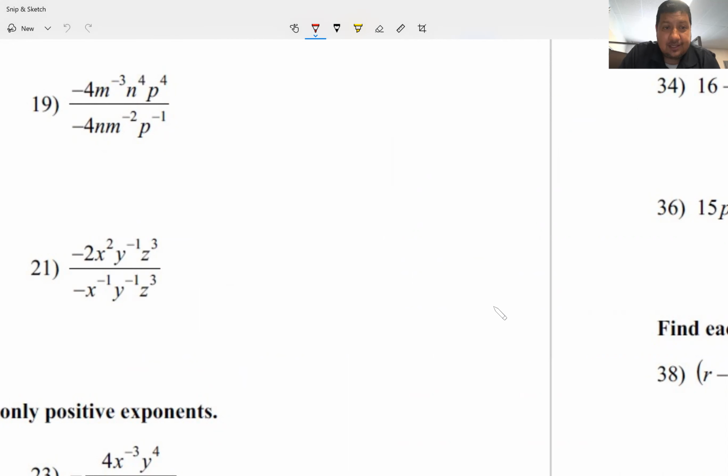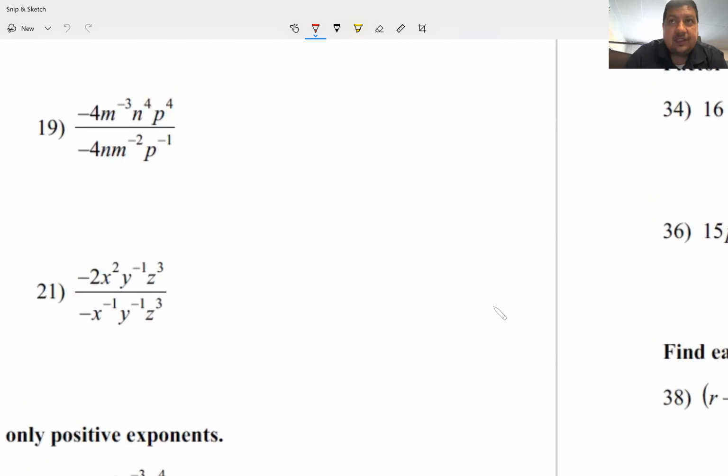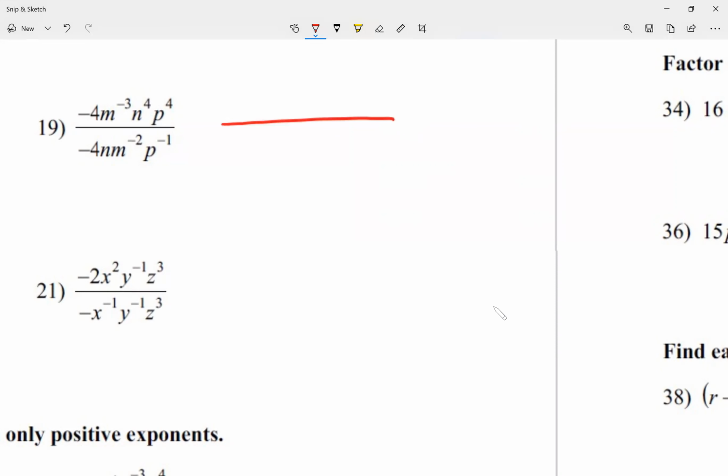Then the next thing I'm going to do, let me get rid of negative exponents. Negative exponents, when it's a negative on one side, it becomes positive on the other side. And when I mean sides, I'm talking about the top side or the bottom side. So let me just rewrite everything in terms of positive exponents.